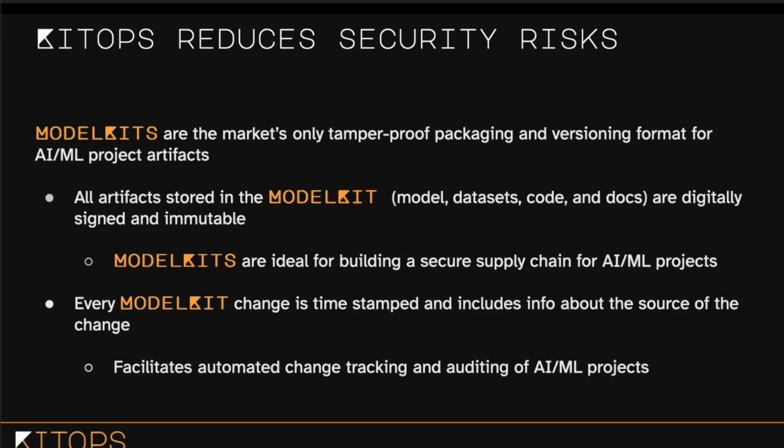Using KitOps model kits reduces security risks by creating a single, tamper-proof, versionable package for each AI/ML project. All of the artifacts stored in the model kit, the model, the datasets, code, docs, etc., are all digitally signed and immutable. This makes model kits ideal for building a security software supply chain for AI/ML projects. Additionally, every change to a model kit is time-stamped and includes info about the source of the change. This facilitates automated change tracking and auditing of AI/ML projects.